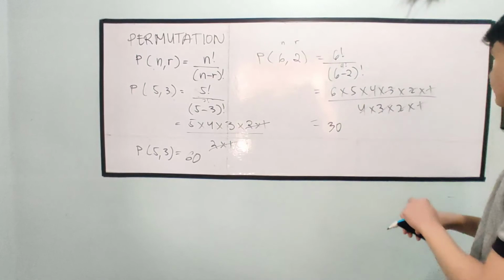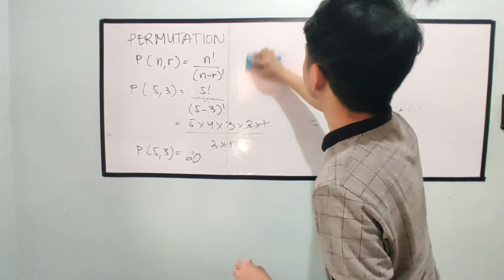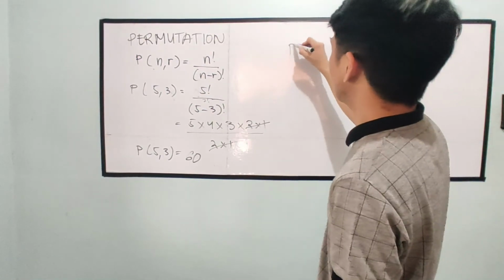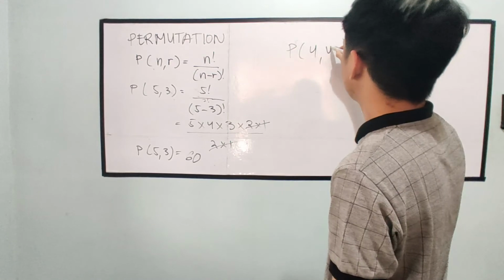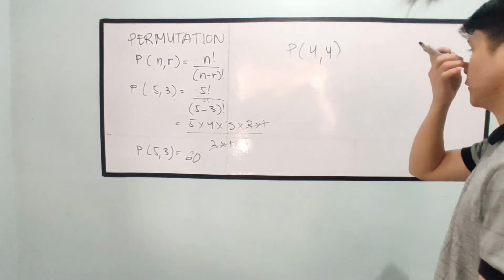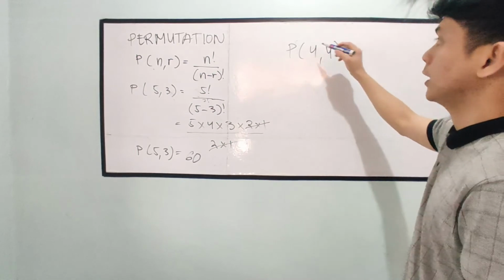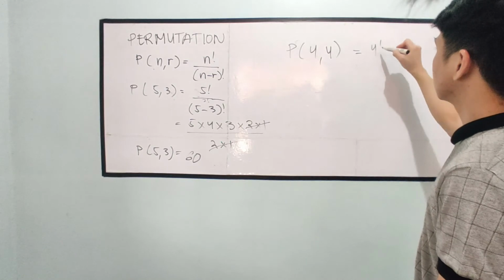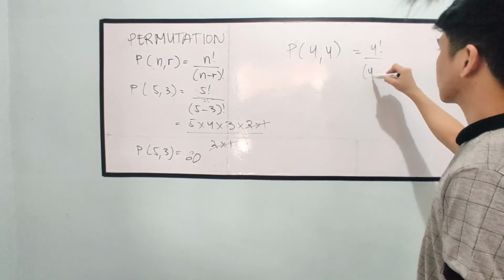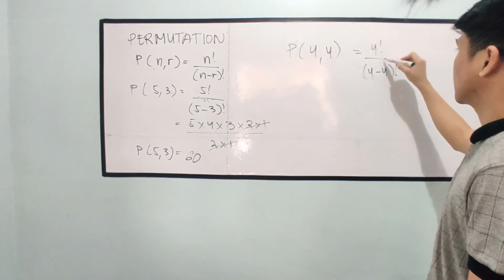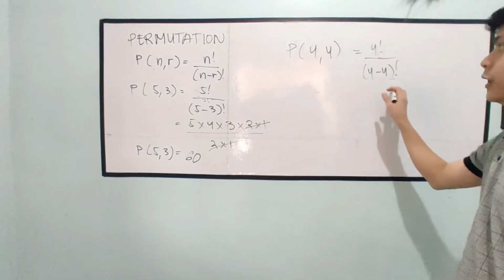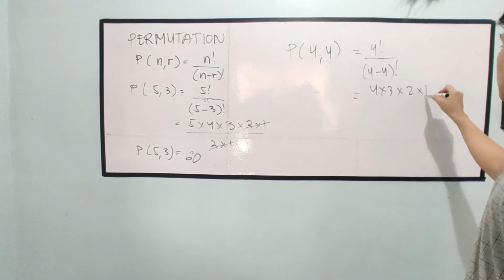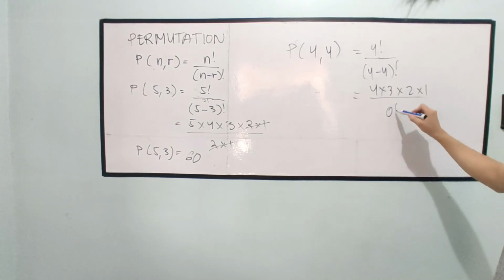Another example. So how about kung equal yung n tsaka r natin? Example, for permutation of 4 taken 4. So equal ngayon yung n tsaka r natin. So gamitin lang natin yung formula. N factorial, 4 factorial over n minus r is 4 minus 4 siya. So equal yung n tsaka r natin. Okay? Na mangyayari sa kanya 4 times 3 times 2 times 1. Then magiging 0 factorial siya.